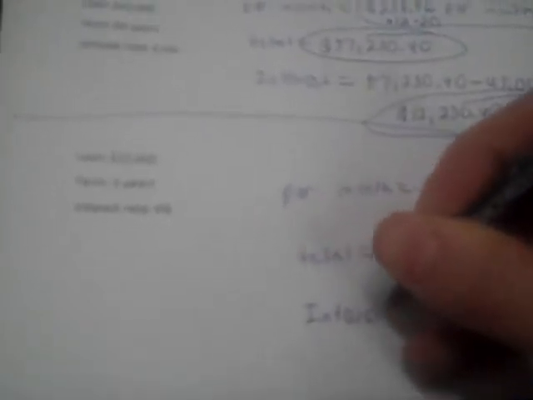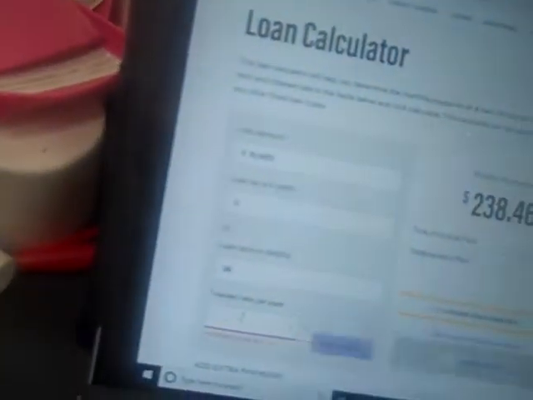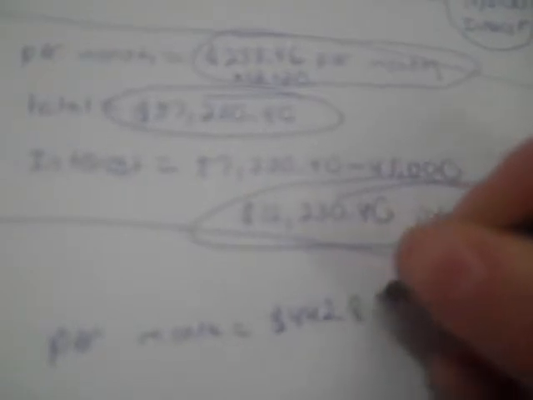Okay, last one. I got to find the per month, the total, and the interest. Okay, so 15,000, 3 years. This time it's 3. Okay, and the interest rate is now 4%. So the interest rate the bank tells you. The bank sets the interest rate. You don't have to come up with that. So $442.86, okay, per month.